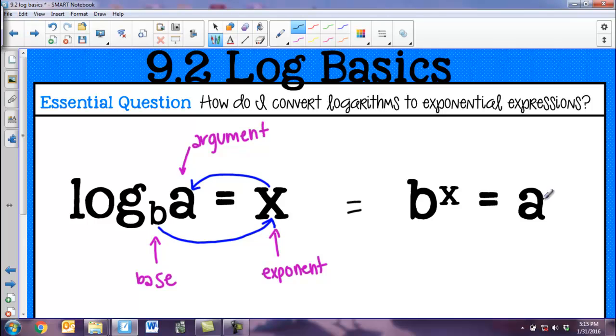So if you had an exponential expression you wanted to rewrite as a log, you could do that this way. Again, the base stays the same. The big number underneath the exponent, or the log base, is going to be the same number. Your answer is your exponent in the log expression, and your argument is the answer in your exponential expression.